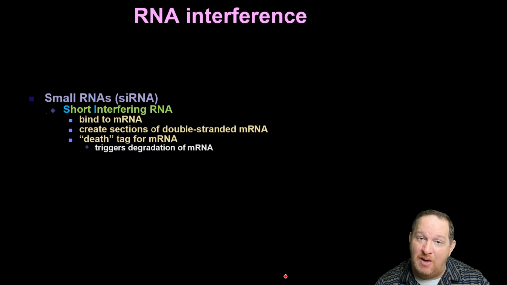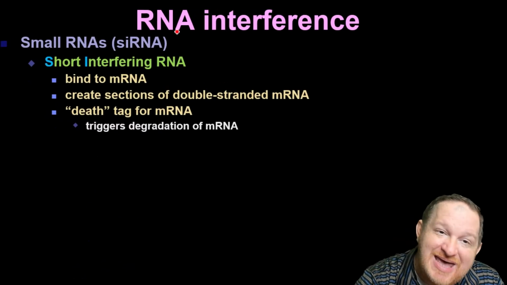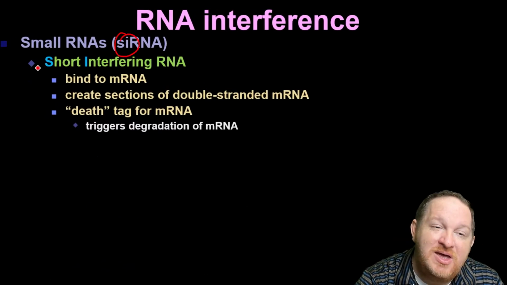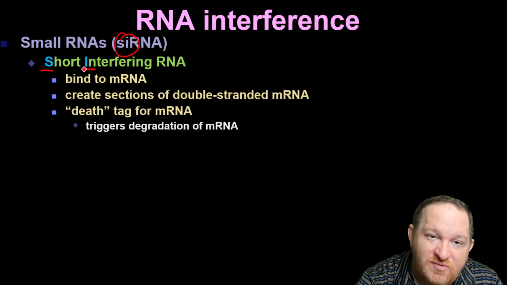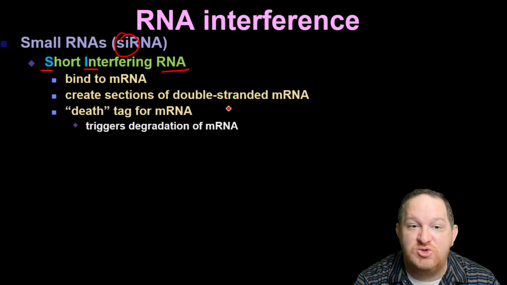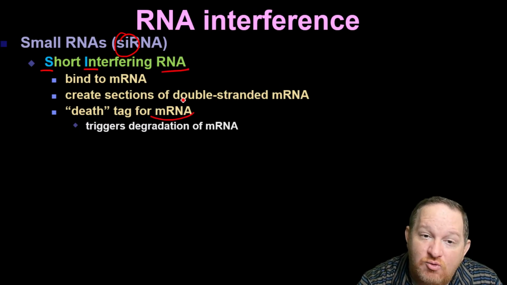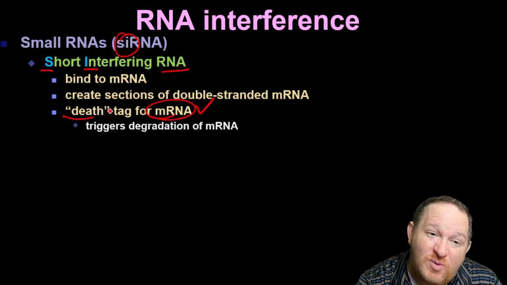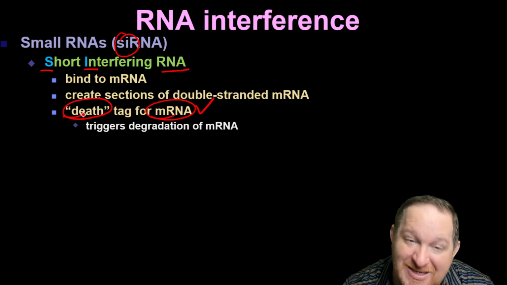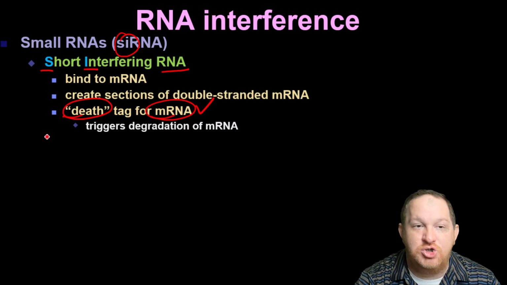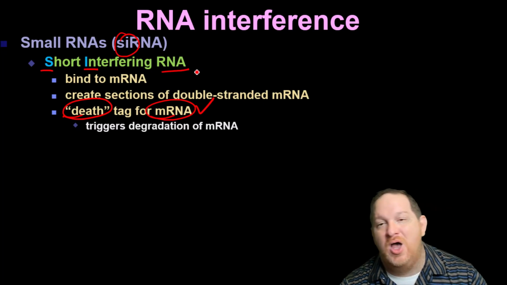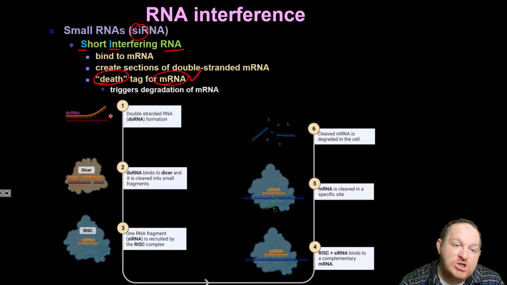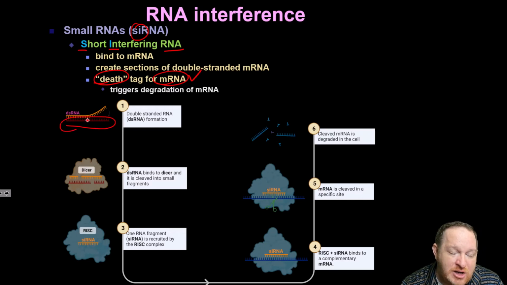Another example I want to talk to you about is siRNA. These are short interfering RNA. So same thing. If we want to get rid of that messenger RNA, they can label it, and it sort of is labeled with what's called a death tag for messenger RNA. Well, how does this process work? So remember, the first thing that happens is we've got this messenger RNA tagged for degradation.